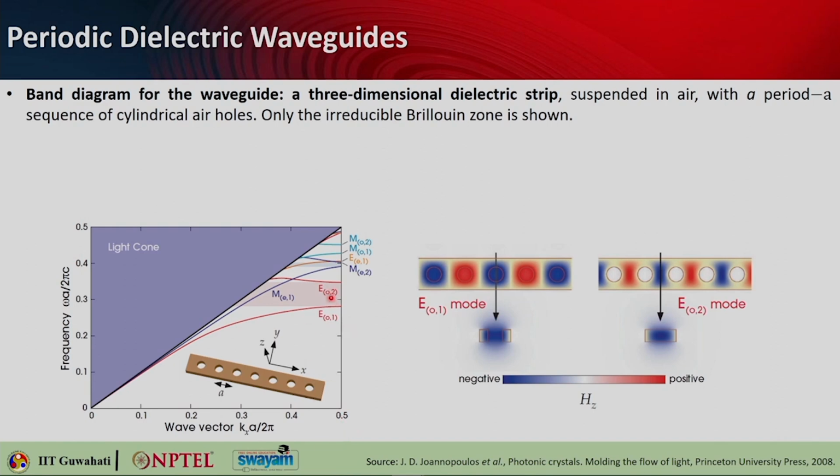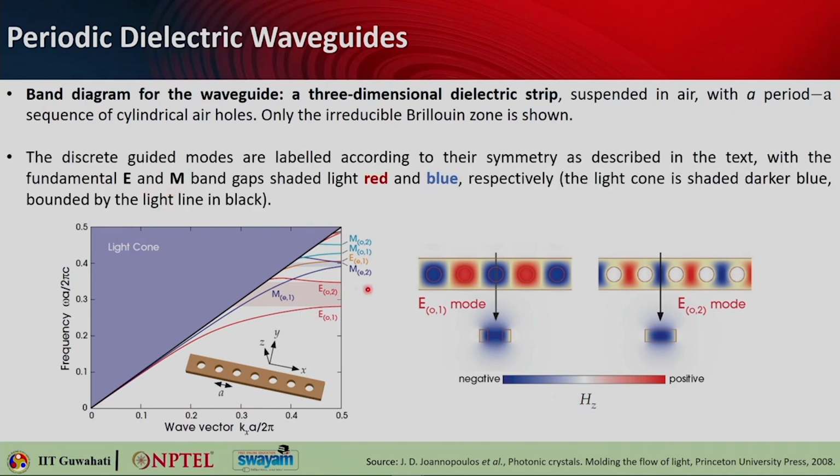But here also you can see that in the case of odd modes you are able to get a band gap. Here the odd modes are shown. This is basically the EO1 mode and the EO2 mode. The plot is of Hz.